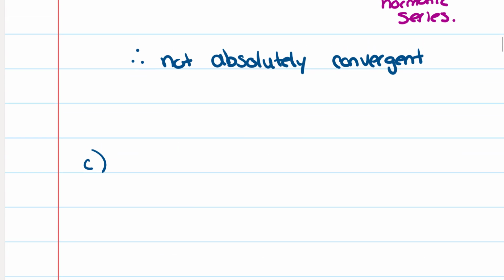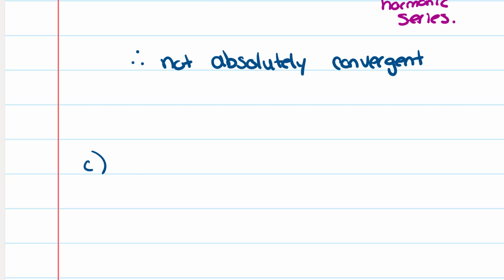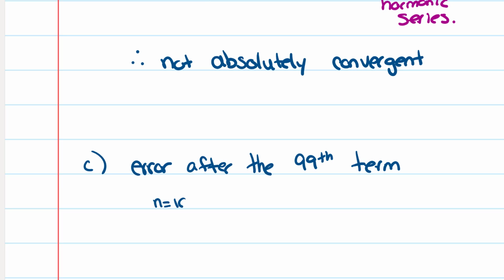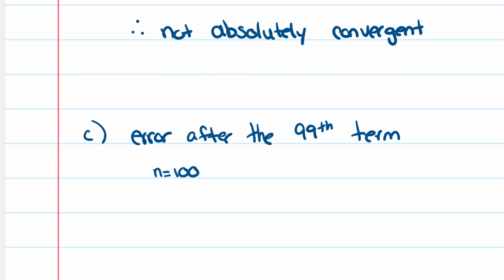In part C, we're going to find the error. So we want to find the error after the 99th term. So all we have to do is plug in the 100th term. So the error at the 99th term, we're going to use n equals 100. We use the term past the term we want. So this is going to be u sub 100, which is going to be 1 over 100. All I'm doing is plugging in the n values in my series, ignoring the alternating series part.